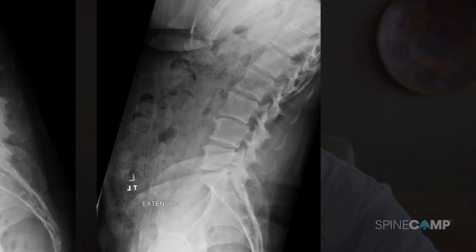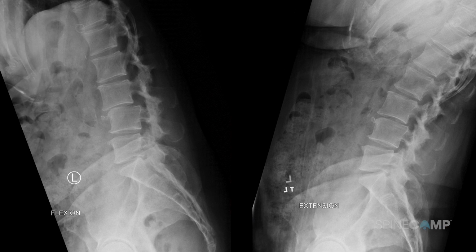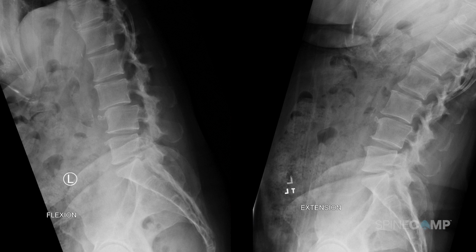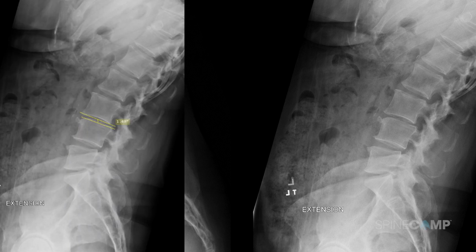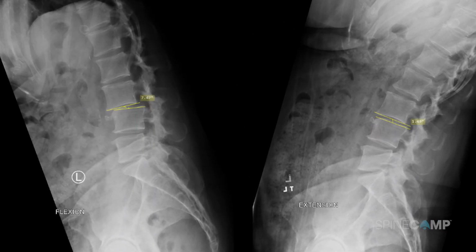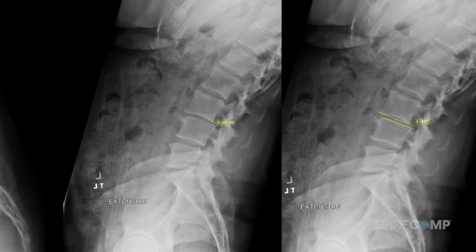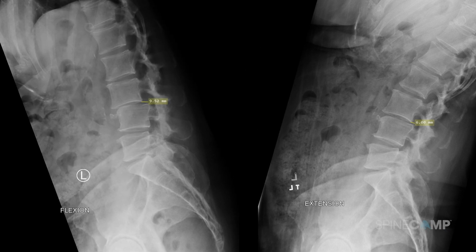The interesting thing about SpineCAMP and what makes it a very valuable tool is that in our workflow in a typical office setting, we have to pull up images and then manually pick points and measure those points. And that's very difficult to do and to be consistent with. And we get variable results.